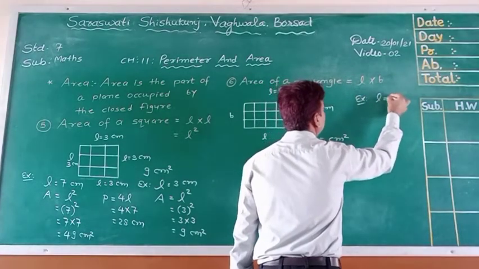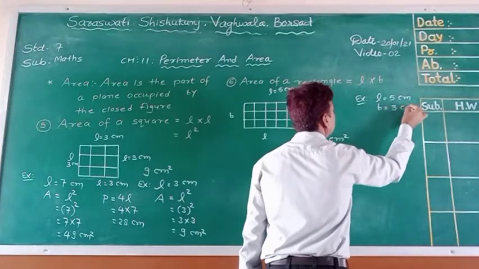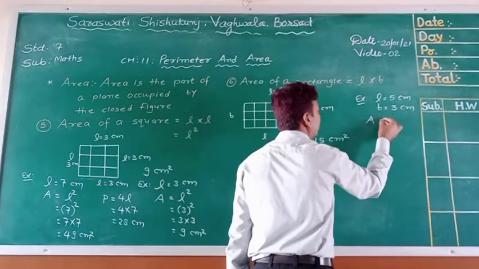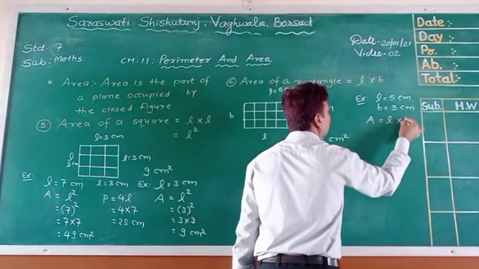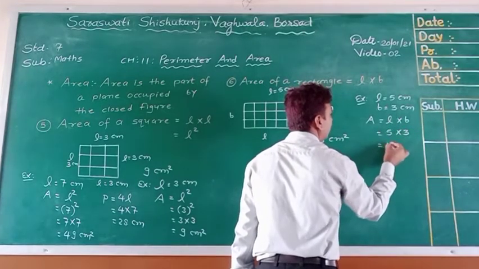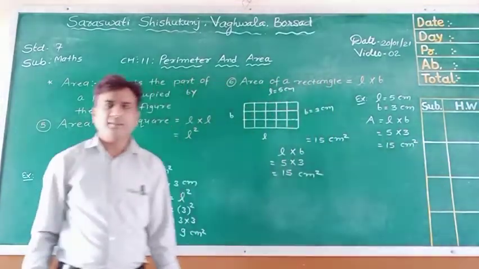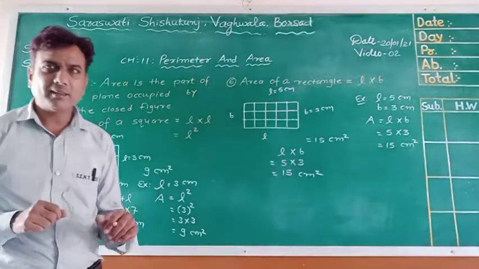Length equals 5 centimeter and breadth equals 3 centimeter. So area of rectangle equals L into B. Length is 5, breadth is 3, 5 threes are 15 centimeter square. Easy? Very easy, beta. Okay.